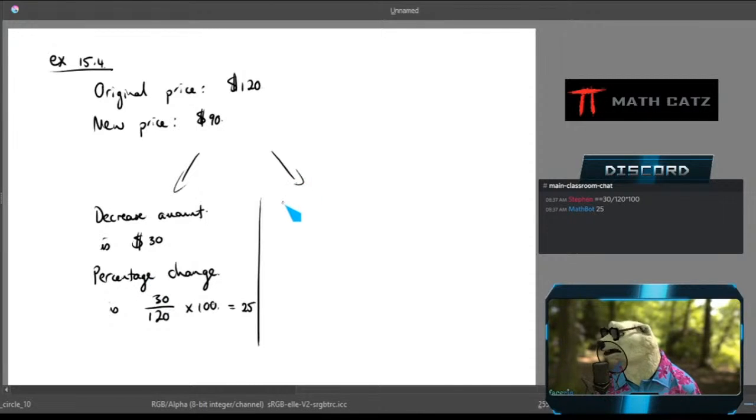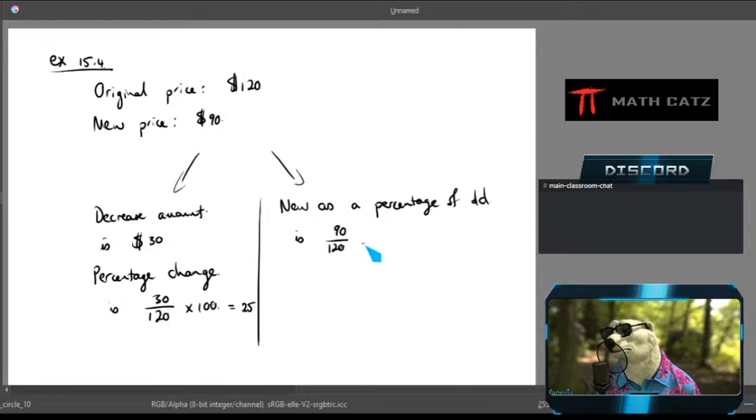Or you can also just take the, let's say here, new as a percentage of old. It's always relative, new relative to old. Then that would be 90 relative to 120, so over 120, and we make that a percentage. Let's see what we get. 90 divided by 120 times 100. It's nice to see the 75.